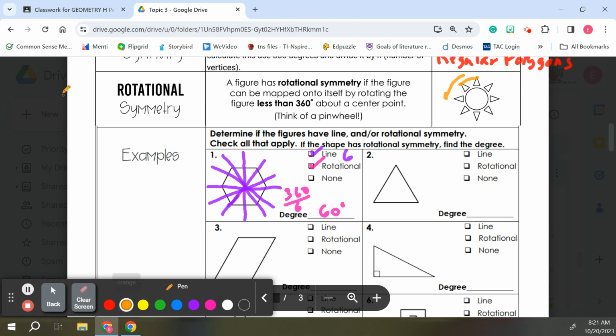All right, let's take a look at this next one. This definitely has line of symmetry, and we're going to assume again that this is regular, which means equal sides, equal angles. So if I draw a line of symmetry here, here, and here, we know that there are a total of 3. But because this is a regular polygon, we're also going to have rotational symmetry, which means we take 360 divided by 3 vertices, leaving us with 120 degrees for the rotational symmetry.